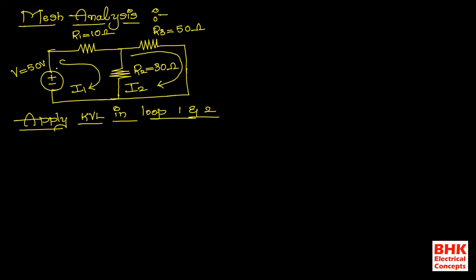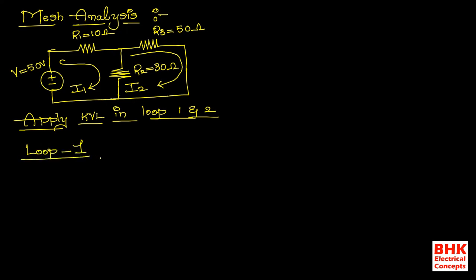First, I will draw separate diagrams for loop 1 and loop 2, because if you want to apply KVL in loop 1 and loop 2, you must know how to draw the separate diagrams and what the current directions are. This point is very important. Now, coming to loop 1.